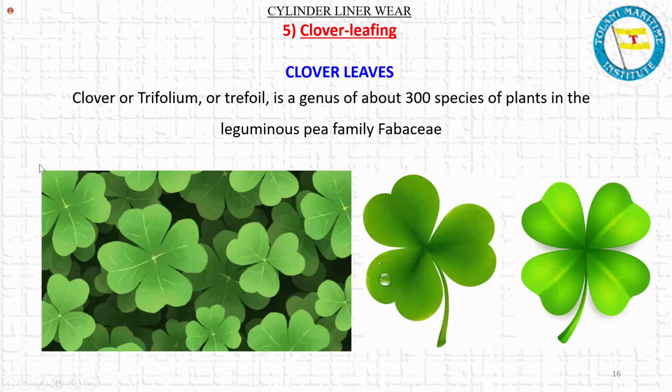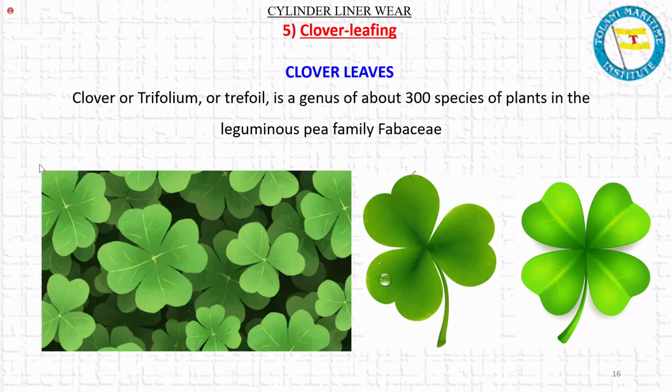Now let us see what a clover leaf is. This is a clover leaf. There are three petal clover leaves. There are four petal clover leaves. The most common one is the three petal clover leaf, known as trifolium or trefoil. It's a genus of about 300 species of plants, in the leguminous pea family. You don't have to worry about what family it is. The word has been picked up from the shape of this leaf.